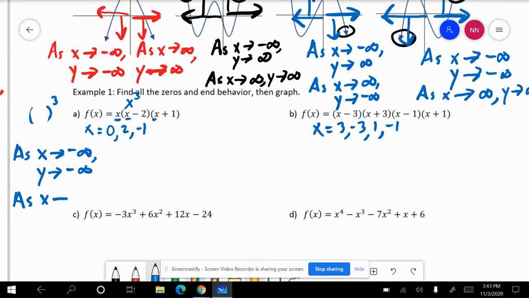We do the same thing with positive infinity. As x approaches infinity, if we plug in a 1, and it doesn't have to be 1, it could be any positive number, we cube it, it's still a positive. So that means y approaches infinity. And that's another way of doing it when you don't see a graph, when you're looking at an actual equation. So now we're going to graph it. With the graph, we're going to put down our intercepts.